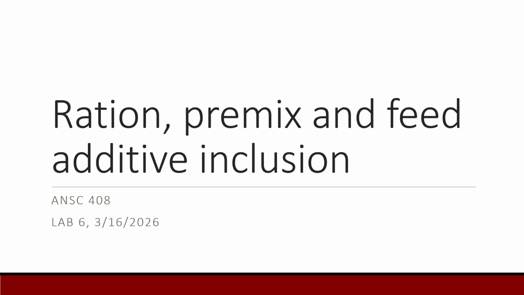Okay. So if I'm adding Rumensin to a free choice mineral, is that a type A, B, or C medicated feed? Say we made a mineral that has Rumensin in it, and we're giving it to those cattle free choice. Is that a type A, type B, or type C? Type C. It's directly being fed to the animal.